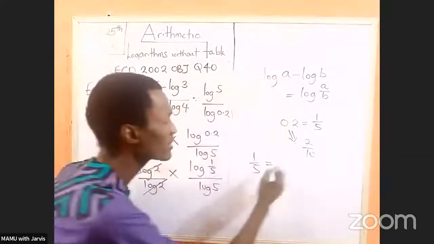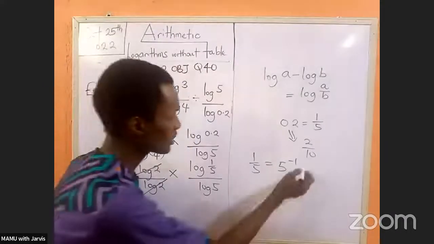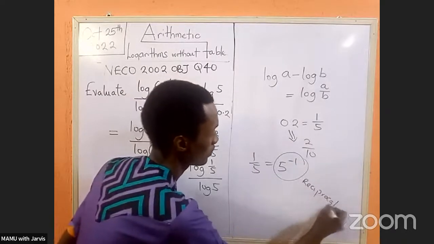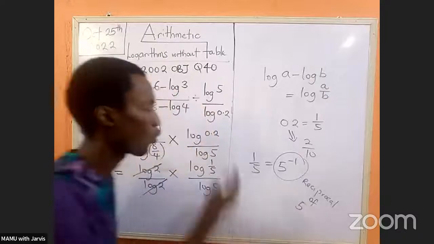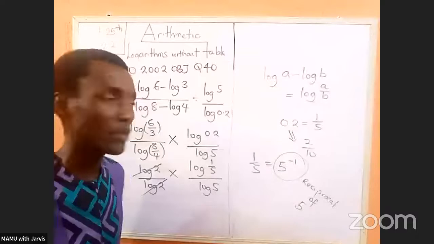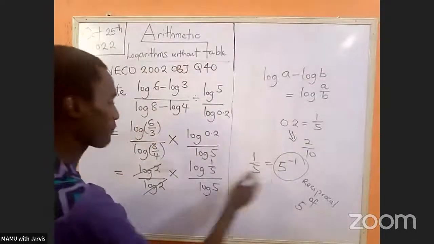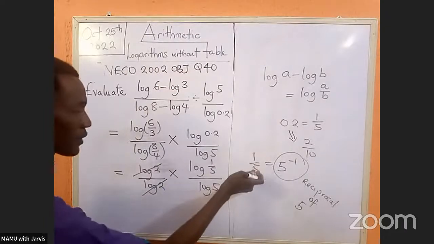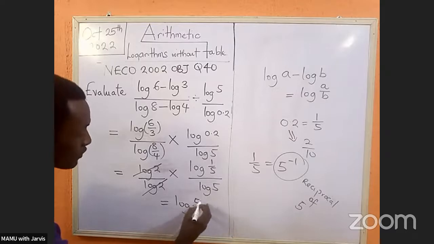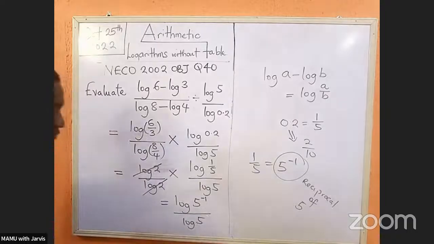1 over 5 means the reciprocal of 5. So what I have written here is the reciprocal of 5. So 1 over 5 means the reciprocal of what? 5. So I'm now going to write this as log 5 raised to the power minus 1 over log 5.